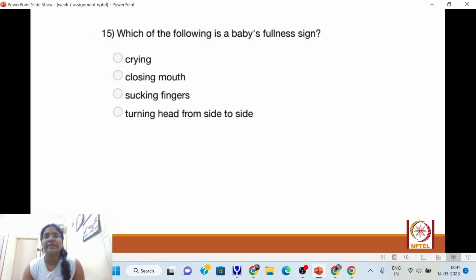Which of the following is a baby's fullness sign? Crying, closing mouth, sucking fingers, turning head from side to side.